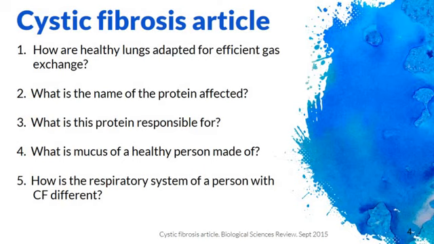The first one is, how are healthy lungs adapted for efficient gas exchange? Question 2 is, what is the name of the protein affected? Question 3 is, what is this protein responsible for? Question 4 is, what is mucus of a healthy person made of? And question 5 is, how is the respiratory system of a person with cystic fibrosis different? Have a read, answer your questions.